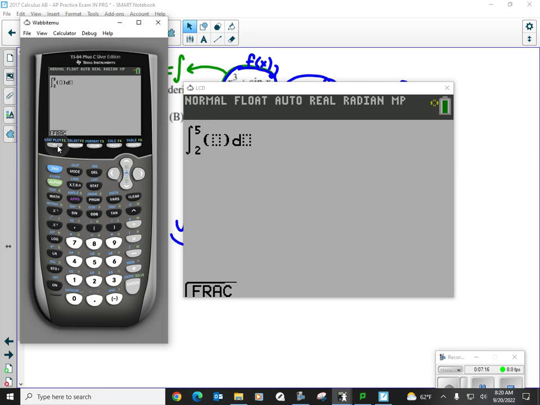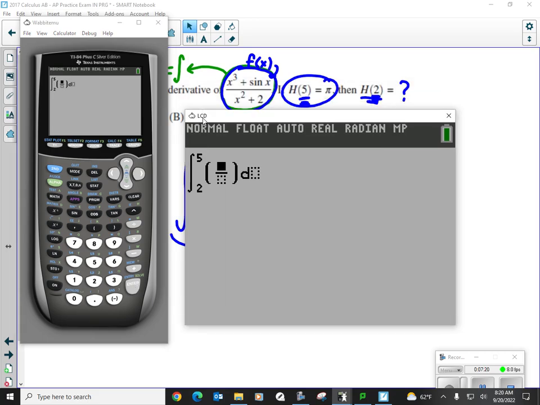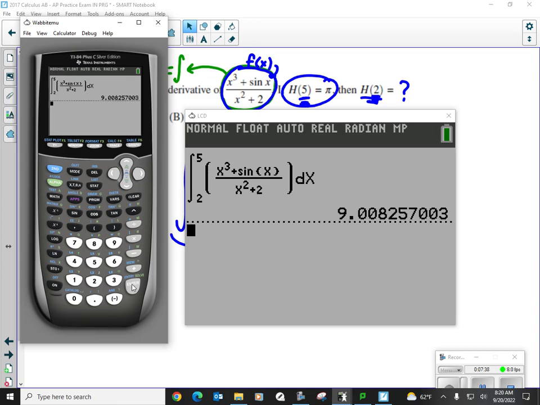And anytime I use a fraction, I like to use my fraction function. And I'm going to put this thing that they give us here, x cubed plus the sine of x. Make sure you are in radians, over x squared plus 2 dx. Boom! So that should be 9.00825.